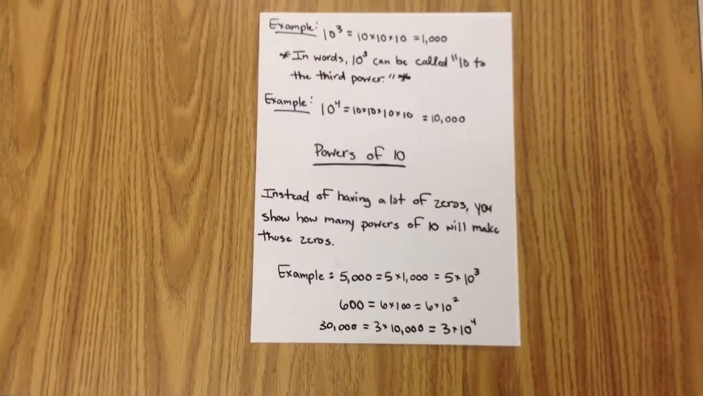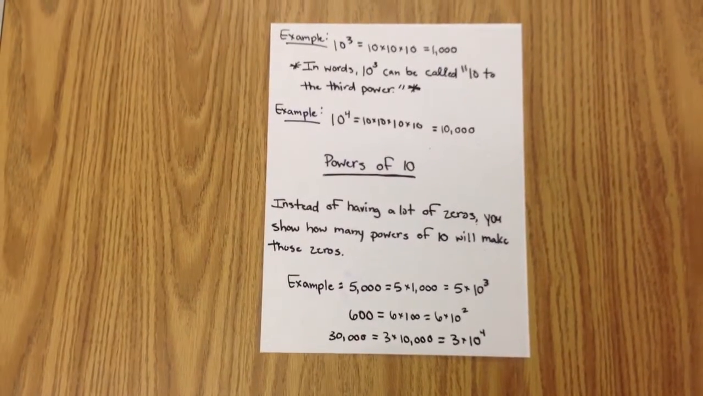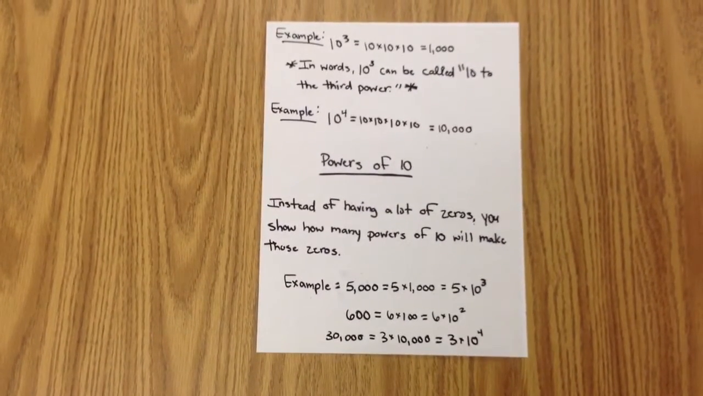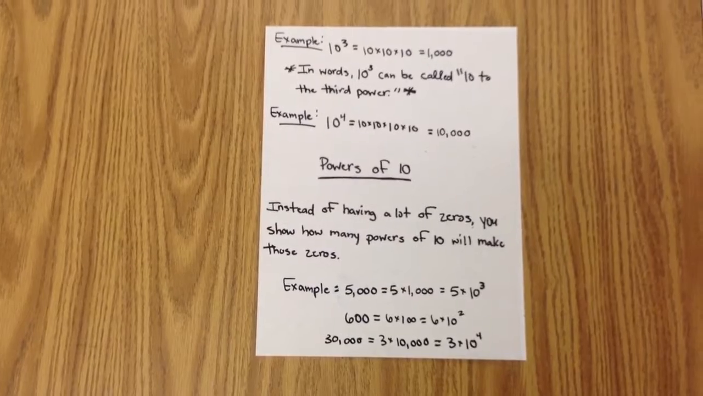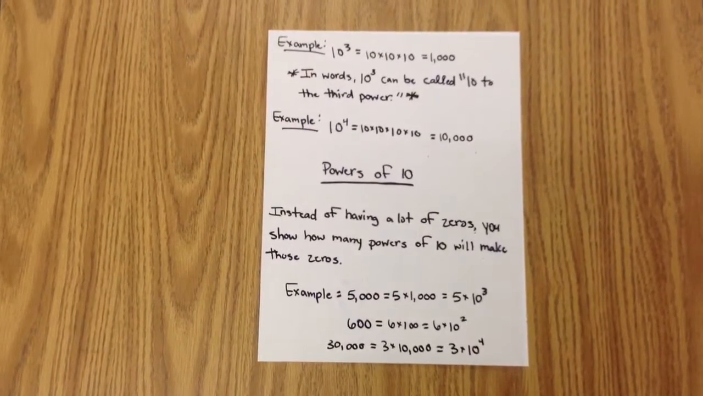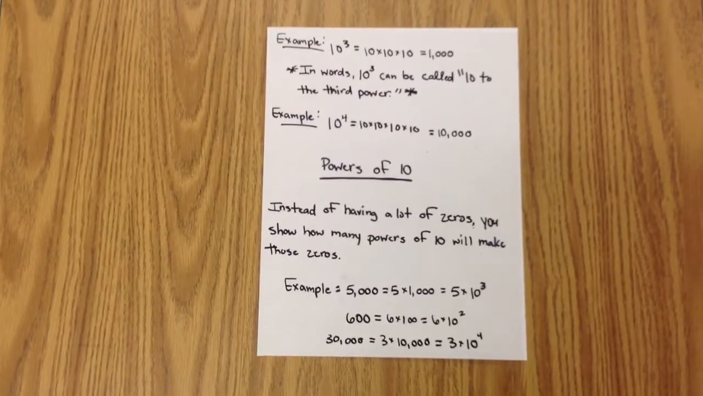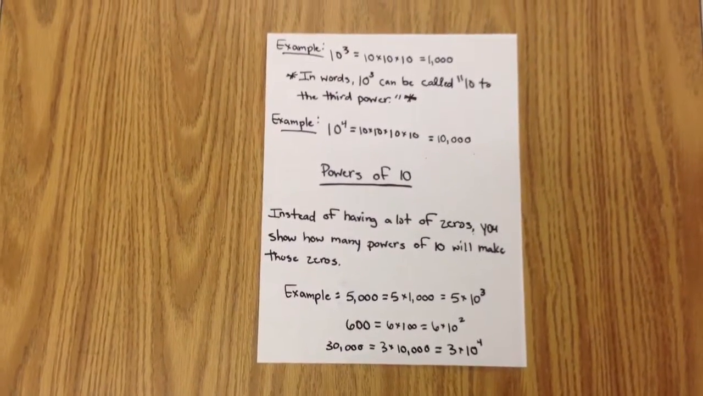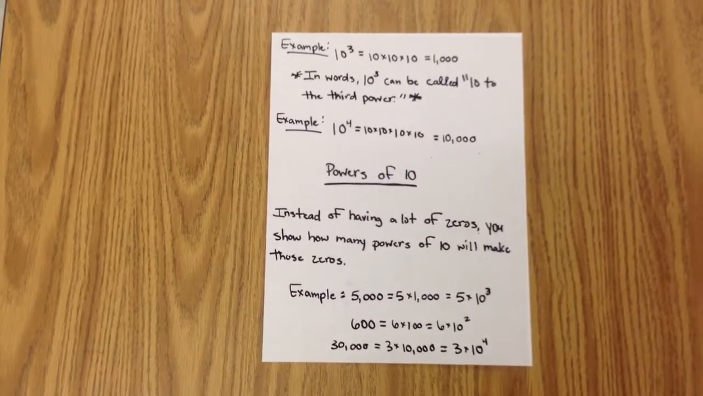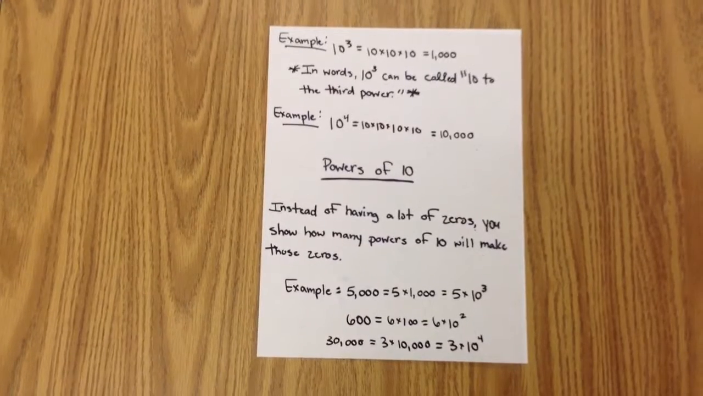Same thing with 600. 600 is 6 times 100. So I can replace those 2 zeros in the number 600 which represent 100. 6 times 10 to the second power, 10 times 10 equals 100, or 10 to the second power equals 100.